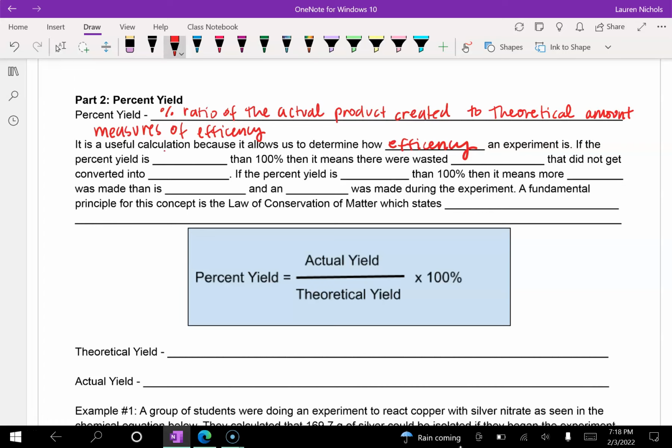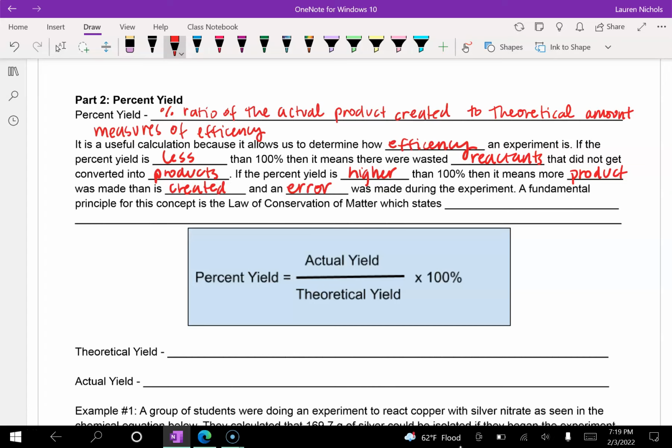If the percent yield is less than 100%, it means that there were wasted reactants that did not get converted into products. And if the percent yield is higher than 100%, that means more product was created than is actually able to be. And so that means that an error had to be made. You can't actually make more product than your chemical reaction says you can. So that means something went terribly wrong in your experiment.